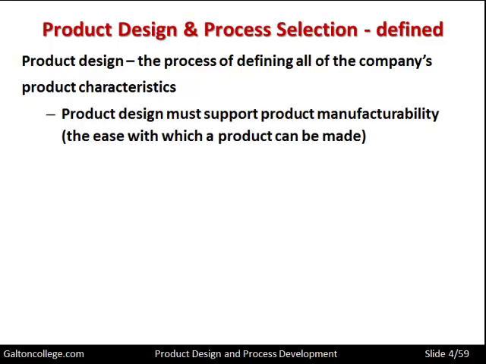Product design must support product manufacturability, the ease with which a product can be made. So the product should be designed in such a way as to make it easy for the company to manufacture the product. It shouldn't be unnecessarily complex or unnecessarily complicated in terms of its functionality, in terms of its design. It should be precise to what the customer requirements are, but not overdone. It should be enough to meet customer requirements, but additional complexity leads to additional costs, and complications in manufacturing can lead to breakdowns. It can lead to slow production for all sorts of reasons.